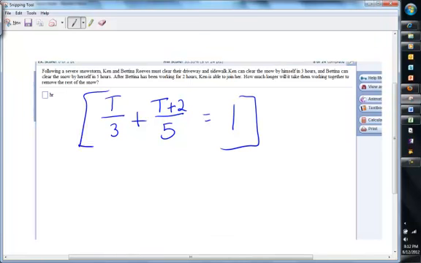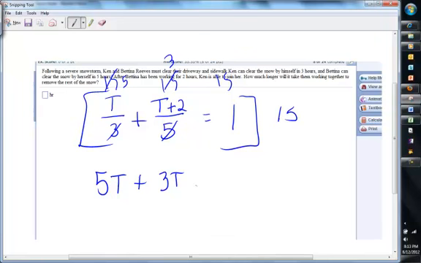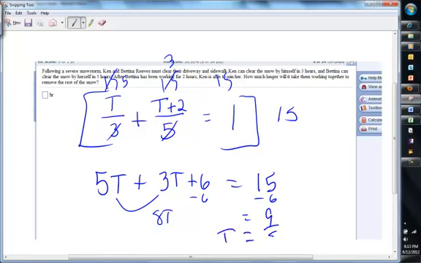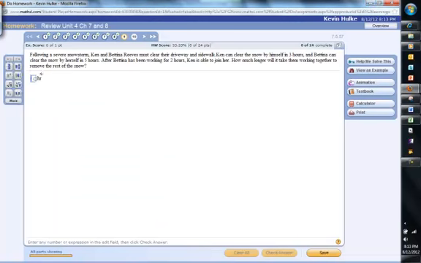Let's multiply everything by 15. We get 15 cancels against 3. 5 times T is 5T. 15 cancels against 5. 3 times T is 3T. 3 times 2 is 6, equals 15. 5T and 3T is 8T. Subtract 6 from both sides is 9. So T is 9/8. 9/8 hour.